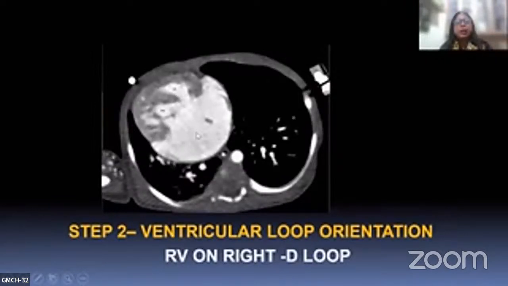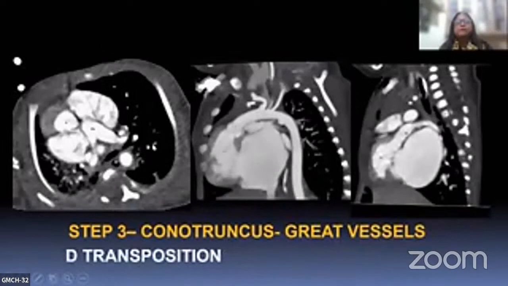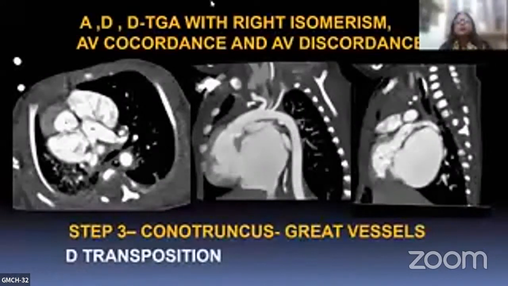So this is D loop. Then we come to the great vessels and we see that the aorta is towards the right side of the pulmonary artery. So again the D position is there and the aorta is arising from RV and the pulmonary artery is arising from LV.